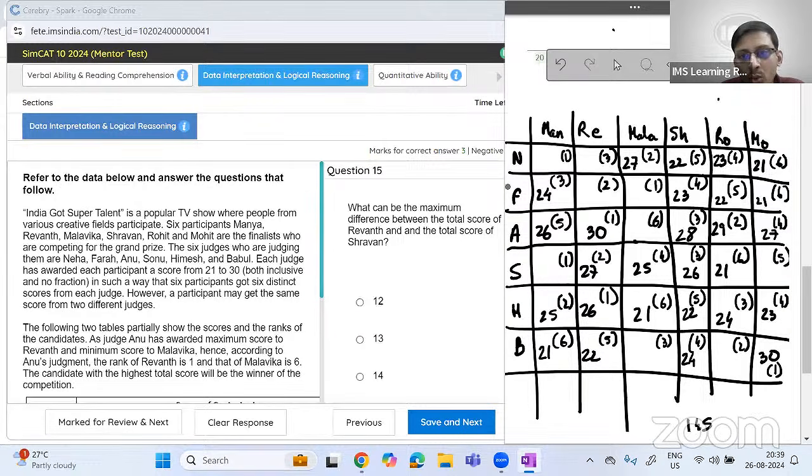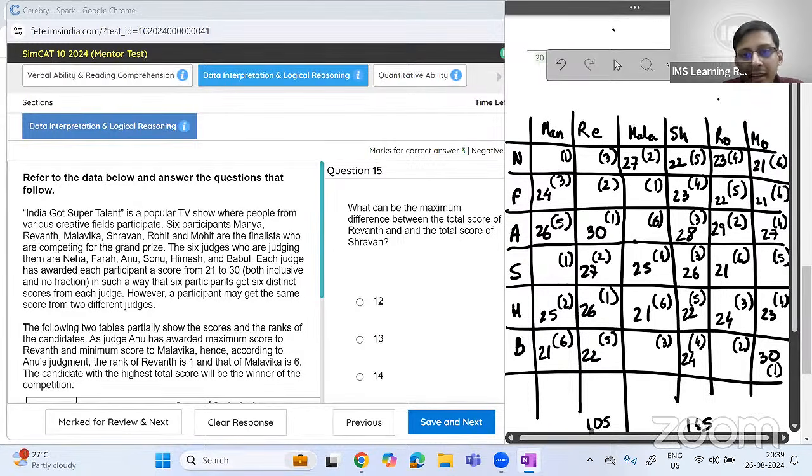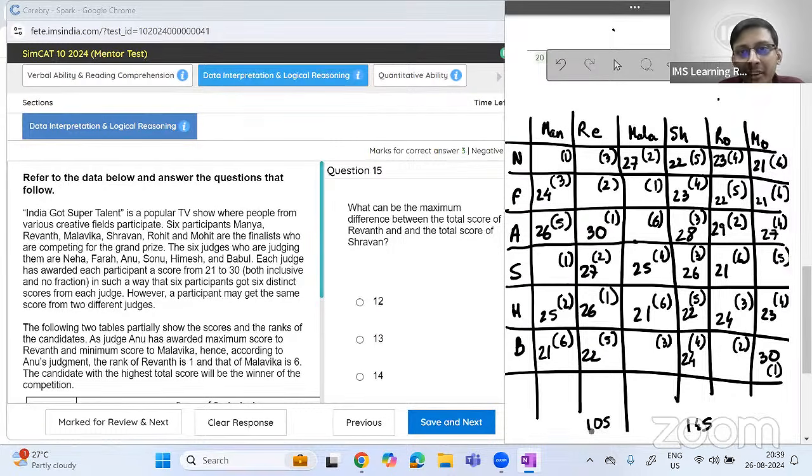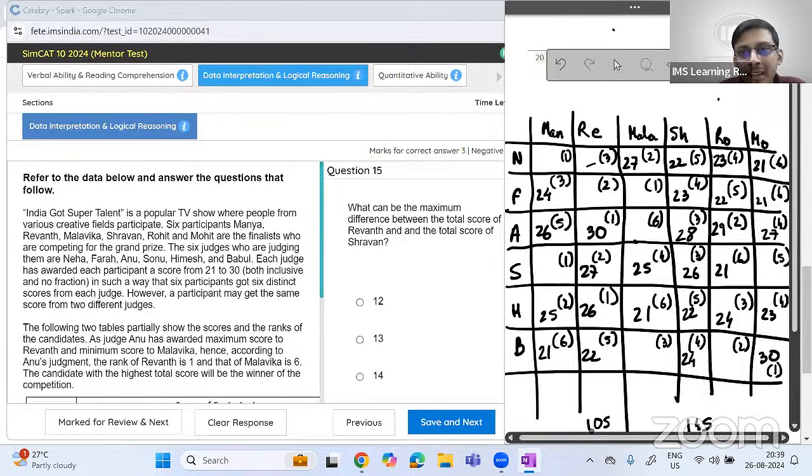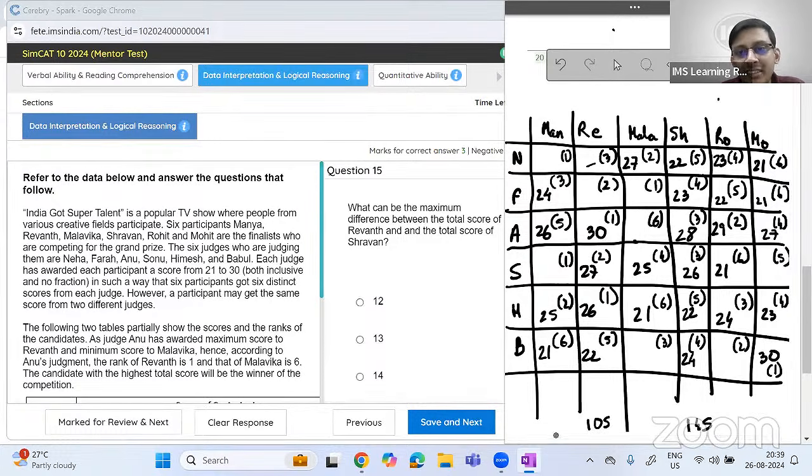83 plus 22, we have 105. Now let me try to minimize Revant here and maximize Revant here, to see which one gives us the maximum difference. So if I maximize, this 3 can be maximum worse than 2, worse than 27. It can be maximum 26.